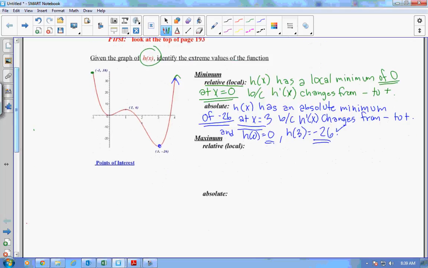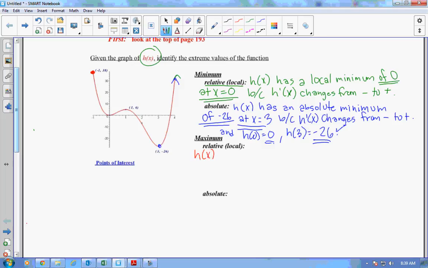Local maximum. Do we have a local maximum? I think there's another local maximum. Yeah, this is an endpoint, so it's higher than that one. Okay, so we have h of x has a local maximum of, what's the height of that point? 38 at x equals negative 1.